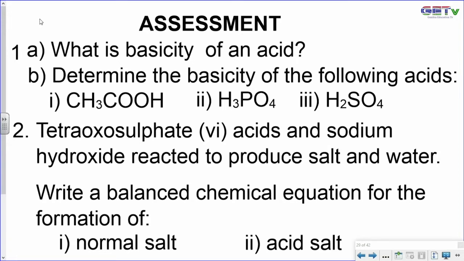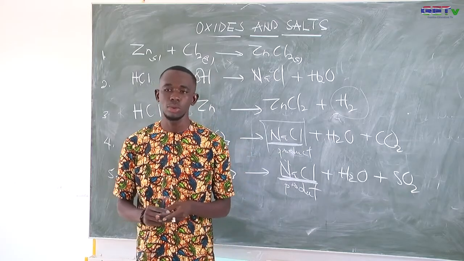Number 2, tetraoxosulfate 6 acid and sodium hydroxide reacted to produce salt and water. Because we know the first one is the acid, and the second compound there, sodium hydroxide, is the base. Now we are asked to write a balanced chemical equation for the formation of Roman figure 1, normal salt, and then Roman figure 2, acid salt. So this reaction can give you both normal salt and also acid salt. So write a balanced equation to show this process.